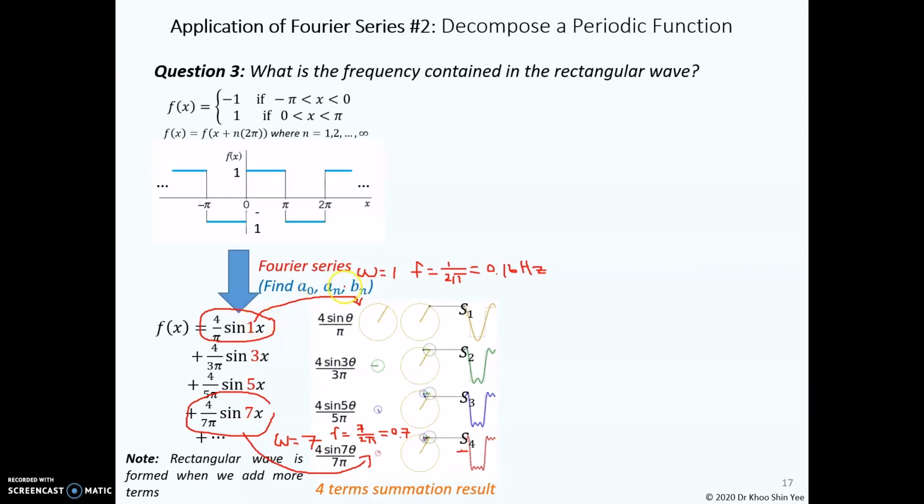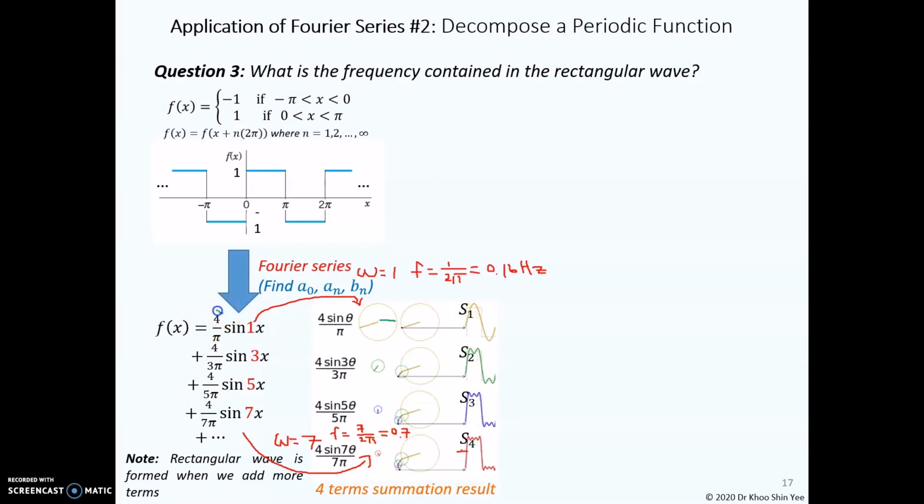This is because the frequency of the first term is lower compared to the 4th term here. So omega for the first term is 1 and the frequency f is equal to 0.16 Hz, which means it rotates 0.16 cycle per second. Where omega equal to 7, the frequency is 0.7 Hz, which means 0.7 cycle per second. The amplitude of the first term is larger than the second term, followed by third term and fourth term.